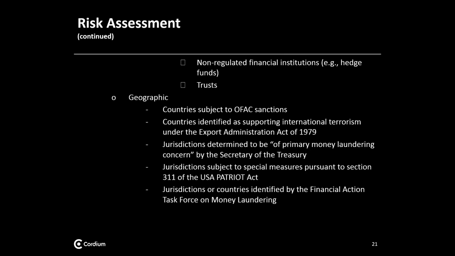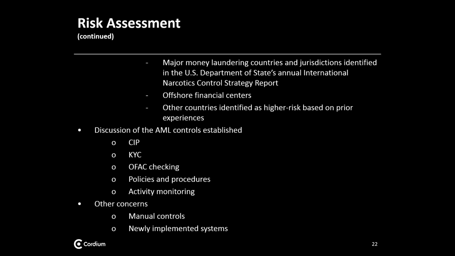As well, the risk assessment should address geographic concerns such as countries subject to the OFAC sanctions, supporting international terrorism under the Export Administration Act of 1971, of primary money laundering concern by the Secretary of the Treasury, subject to special measures pursuant to Section 311 of the USA Patriot Act, identified by the Financial Action Task Force on Money Laundering, and offshore financial centers in other countries identified based upon prior experience. The risk assessment should also address the firm's CIP, Know Your Customer, OFAC review, activity monitoring, and additional items.